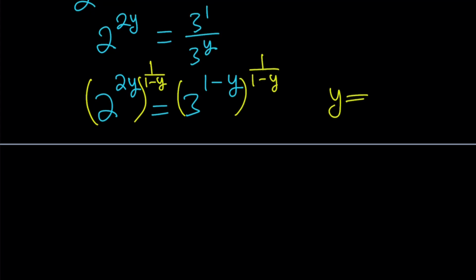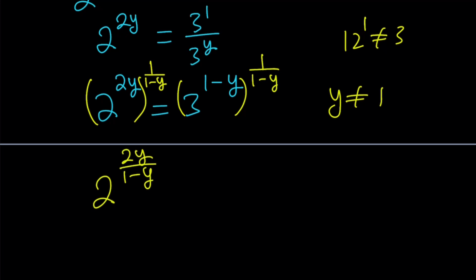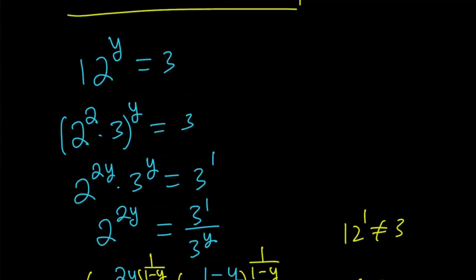You know that, right? I mean, come on. 12 to the power 1 does not equal 3. Okay, cool. So this gives us 2 to the power 2y over 1 minus y equals 3. That's another equation I wanted to get. Now let's go ahead and put these two together.